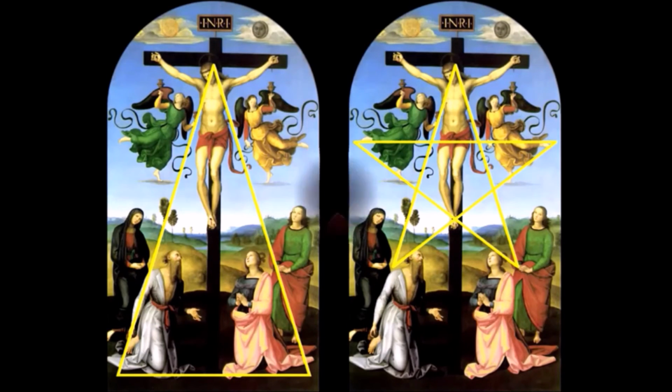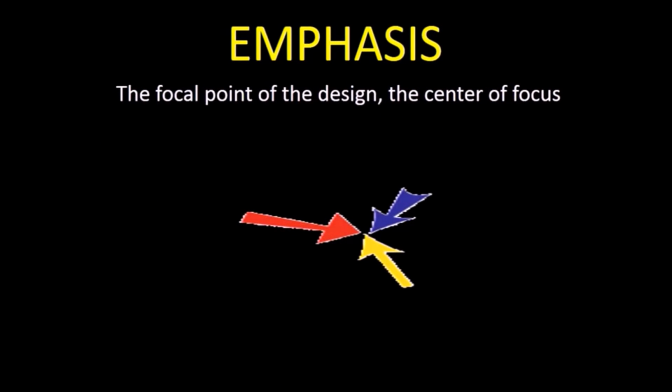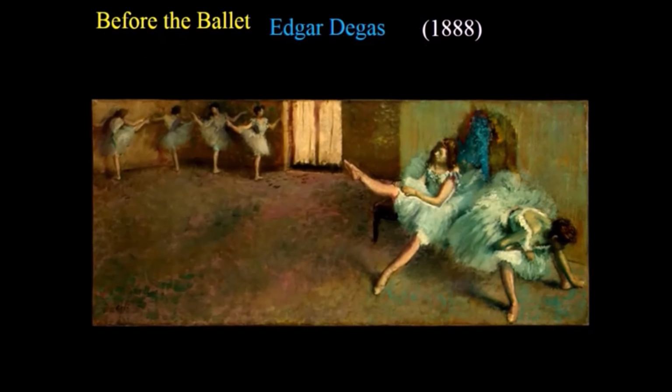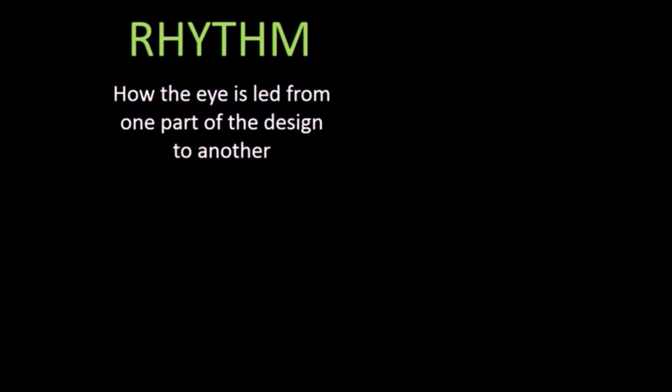Emphasis is the part of the design that catches the viewer's attention. Usually, the artist will make one area stand out by contrasting it with other areas. The area could be different in size, color, texture, and/or shape. In Degas' Before the Ballet, the largest figure of the seated ballerina, backed by the bright blue, and her outstretched leg draws the eye first.